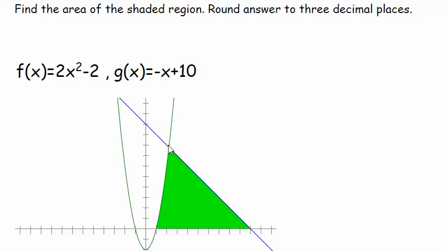Alright, so by the looks of this thing, it looks like we're going to be breaking this up into two separate integrals. So we're going to be finding the area from whatever this is to somewhere about right in here, and then we're going to be integrating from here to here, finding the area under this line here. Alright, so let's get with it.